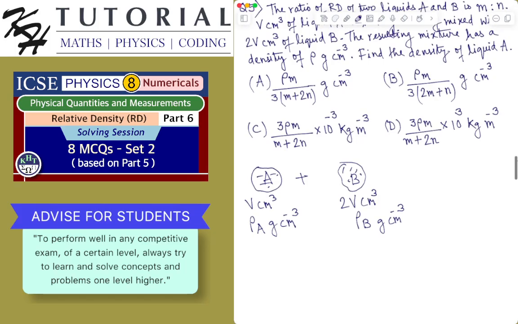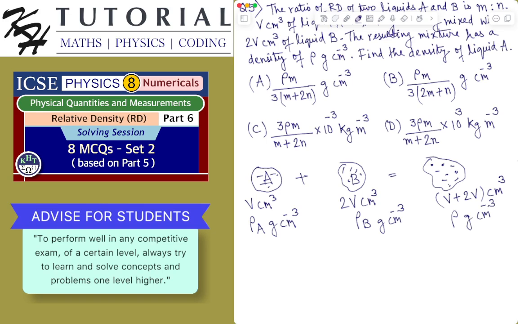Now, when these two liquids A and B are homogeneously mixed, let's say this is the resulting liquid. Its volume definitely will be the sum of the volumes of liquid A and B, which is V plus 2V, that is 3V centimeter cube. Now we don't know what will be the density of the resulting mixture. Let's say the density of the mixture is rho gram per centimeter cube.